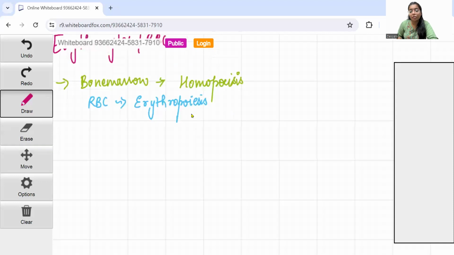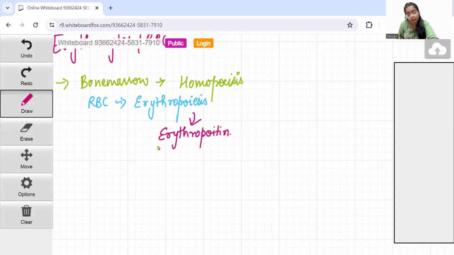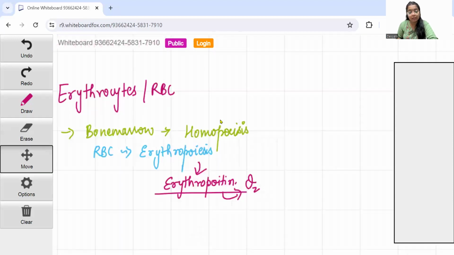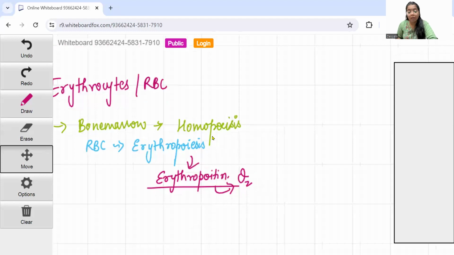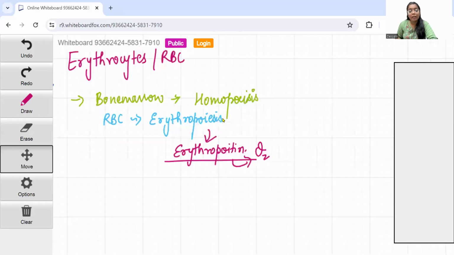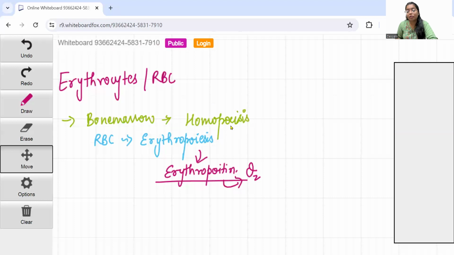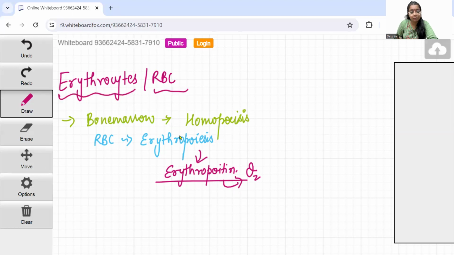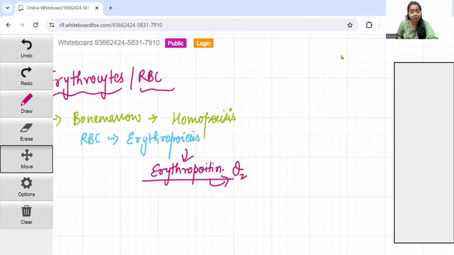And there is one more term that comes from here: erythropoiesis is formed with the help of a particular protein or hormone, we say, which is called erythropoietin. Where does it come from? You will tell me, where does it come from, right? This is the question for you. It's an important question which has been seen in NEET and CBSE board exams. So yes, the formation of RBCs in the bone marrow is known as erythropoiesis with the help of the hormone we call erythropoietin, right? Now, one more important point which we need to focus on.